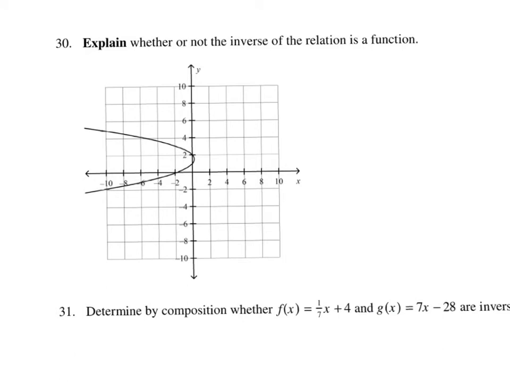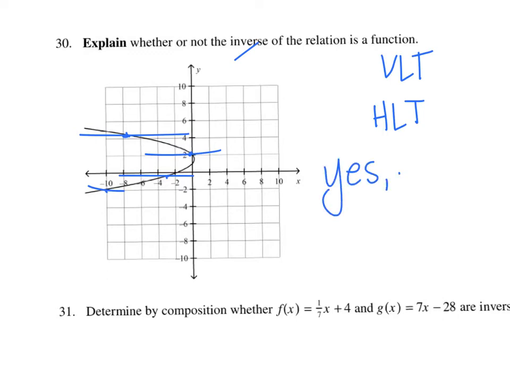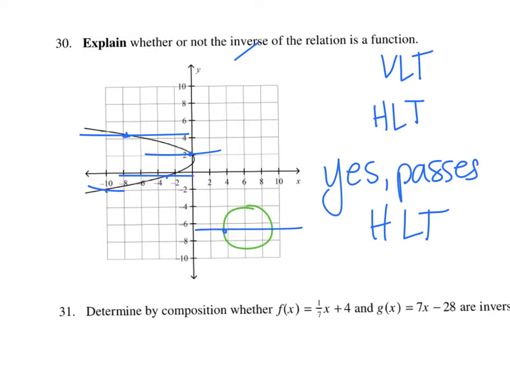Remember, for normal functions, to see if a graph is a function, you use the VLT. While for inverses being functions, we use the HLT, the horizontal line test. So we draw a horizontal line through the graph anywhere, and as long as it only crosses it one time, it passes, and the inverse of the function will be a function. So we will say yes. This is a function because it passes the HLT. Here's an example of a graph that fails the HLT. See that circle? It goes through more than once. That's failing the HLT.